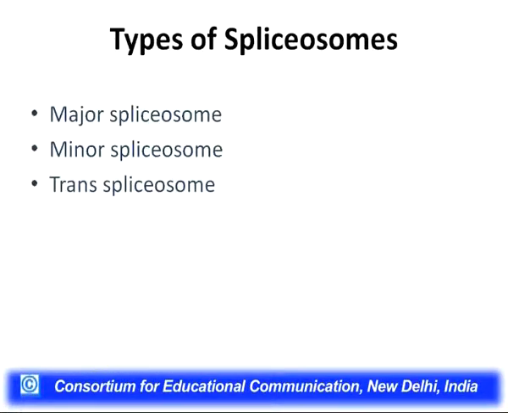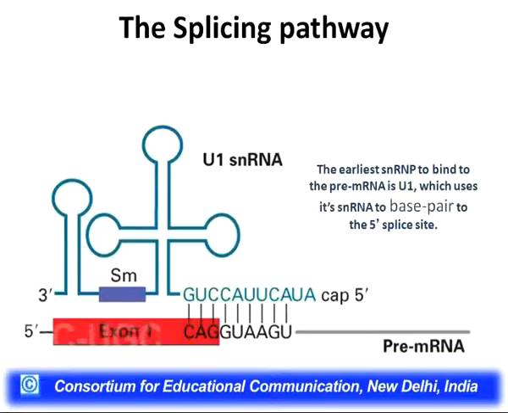There are three major types of spliceosome: major spliceosome, minor spliceosome, and trans-spliceosome. So I'll be talking about the major spliceosome first. The major spliceosome is the one which carries out the splicing of most of the mRNA in eukaryotes, and it requires the presence of U1, U2, U4, U5 and U6 snRNA.